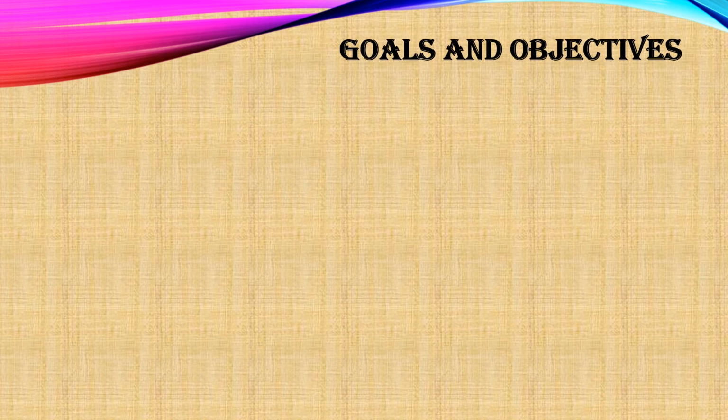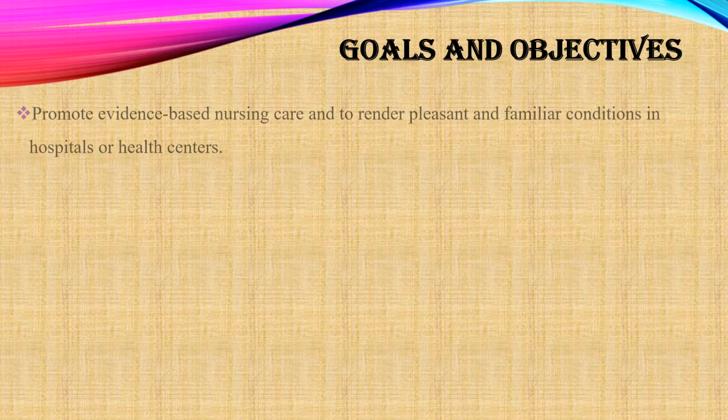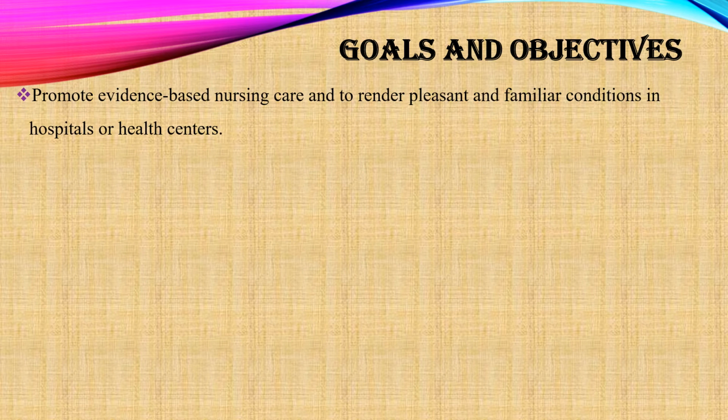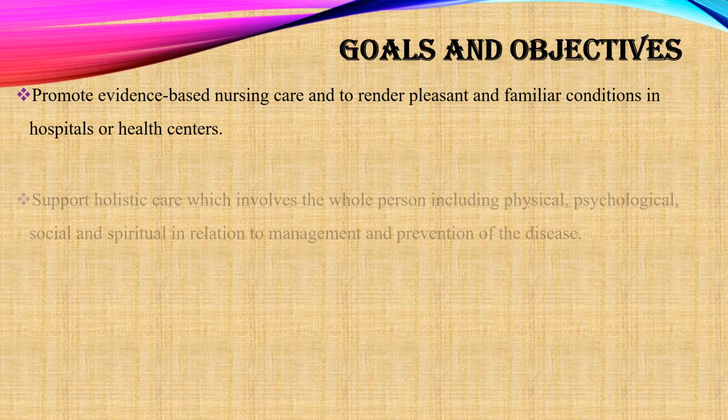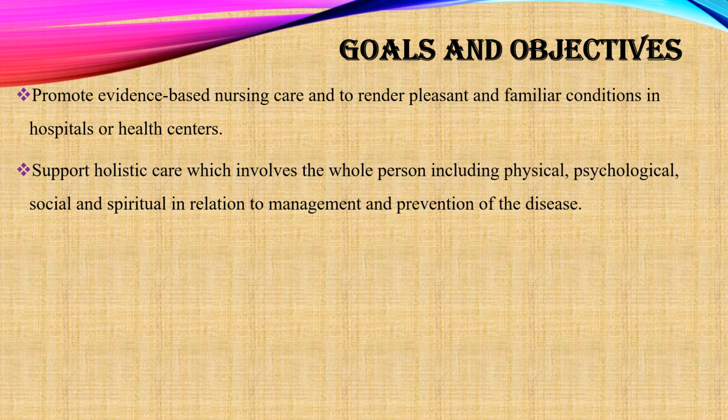Let's move on to the objectives. The following are the goals and objectives of writing a nursing care plan. Number 1. Promoting the evidence-based nursing care and to render pleasant and familiar conditions in hospitals and health centers. The care plan supports holistic care which involves the whole person including physical, psychological, social and spiritual in relation to management and prevention of the disease.